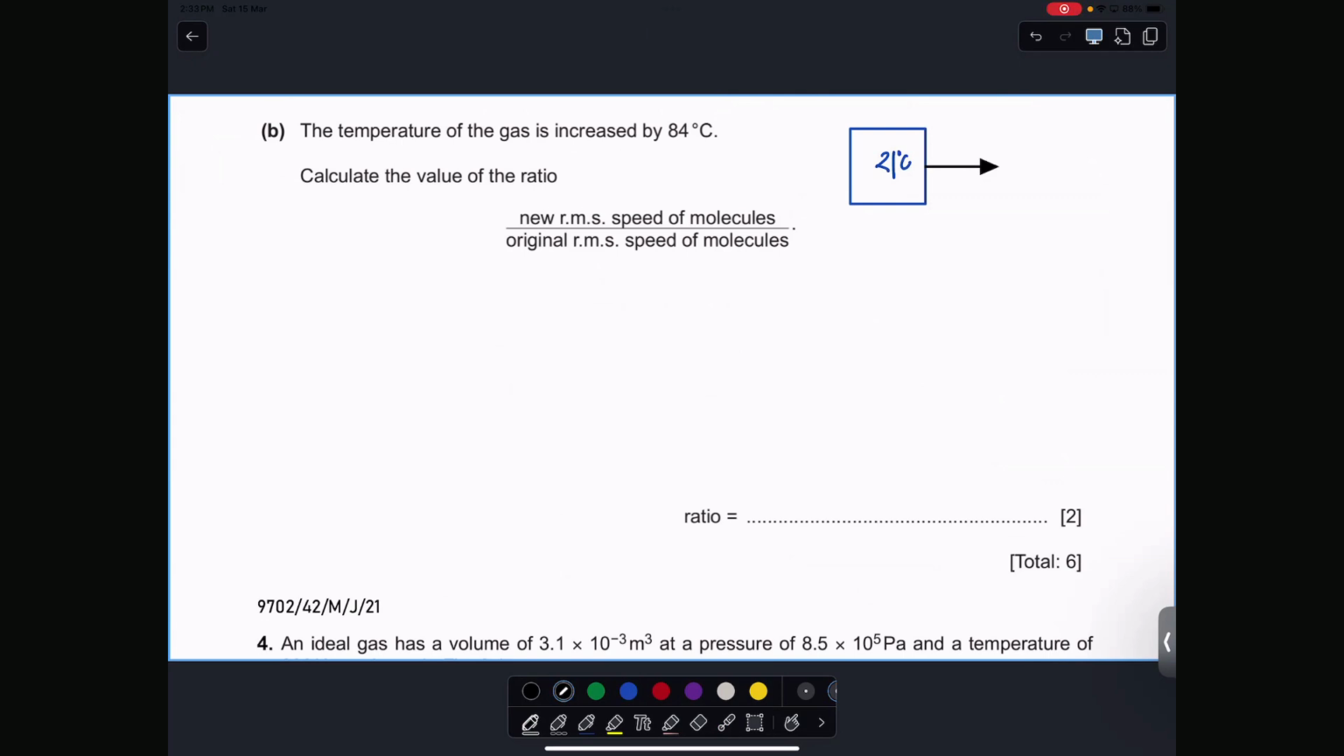তোমাদের RMS একটা রেশিও বের করতে হবে, ratio of RMS. So বের করো. Question is straightforward. If the temperature was 21 degrees Celsius, it's increased by 84 degrees Celsius, by what ratio does your root mean square speed increase? Whatever you see on the screen, that's all that's needed. Other information is not needed.